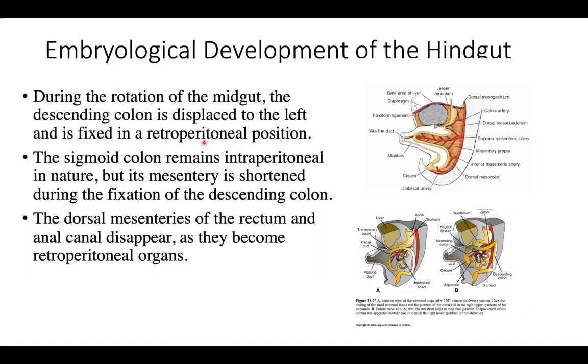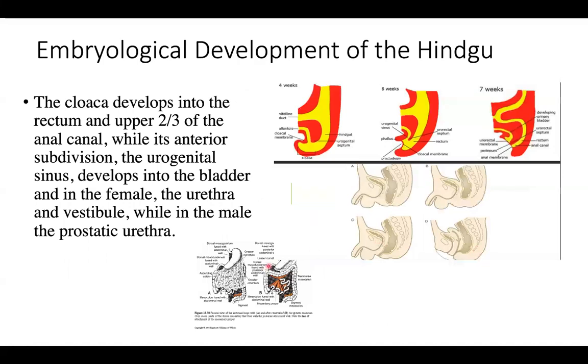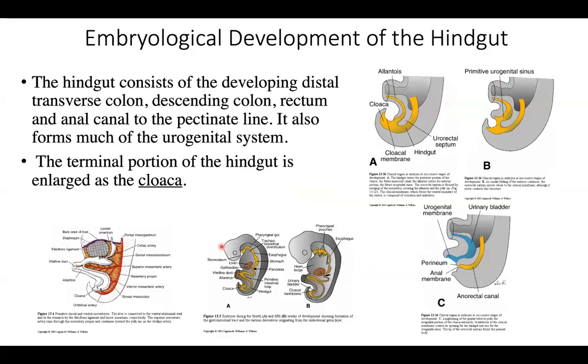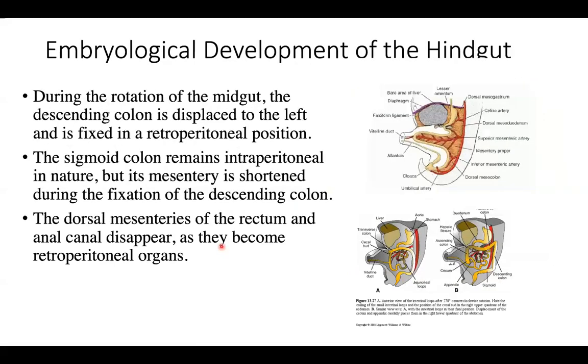So okay, in addition to what we said, also dual rotation of the midgut, the descending colon is rotated to the left. Okay, so I've mentioned this one now. The sigmoid colon remains intraperitoneal in nature, but its mesentery is shortened during the rotation. Okay, so the sigmoid colon, remember the sigmoid colon, this one here, it has a mesentery. The dorsal mesentery of the rectum and the anal canal is absent. Okay, so this is very important.